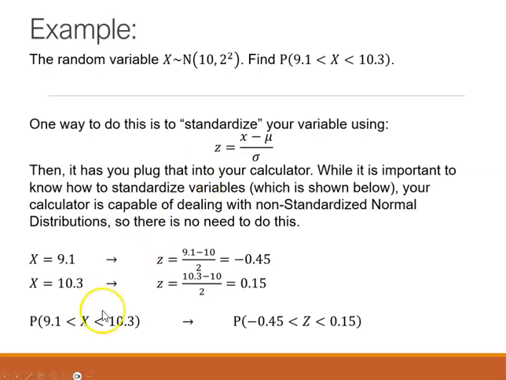So if I wanted to do this as a z-score, I need to translate the bounds of my probability by calculating the z-score for each of these. So the probability that X is between 9.1 and 10.3 in the normal distribution 10, 2 squared is equivalent to the probability that Z is between negative 0.45 and positive 0.15 in a standard normal distribution. So this probability for this distribution is the same as this probability for a standard normal distribution.